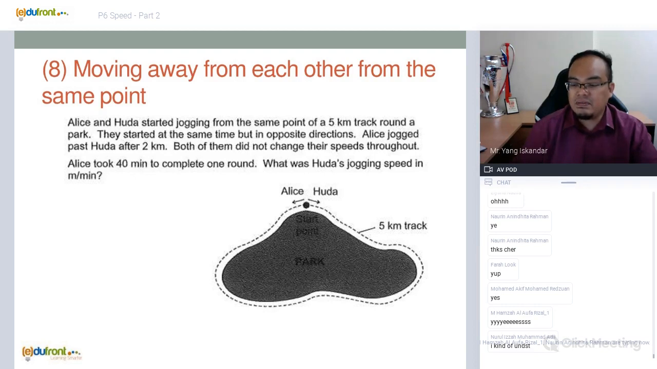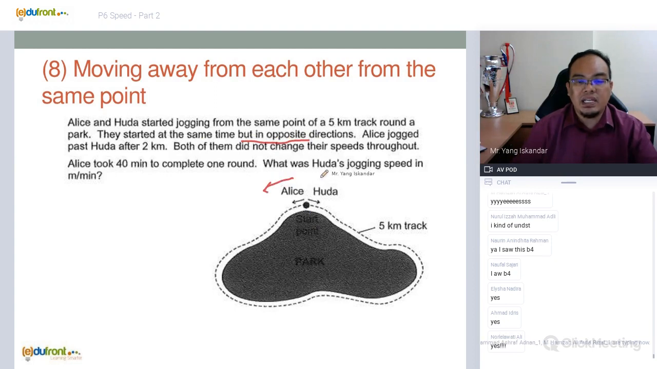I think some of you may have seen this question. Alice and Huda started jogging from the same point of a 5 kilometers track around a park. They started at the same time, but in opposite directions. So Alice moves in this direction and Huda moves in this direction. Alice jogged past Huda after 2 kilometers.